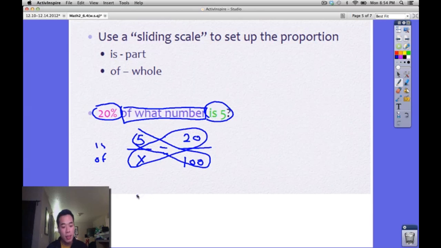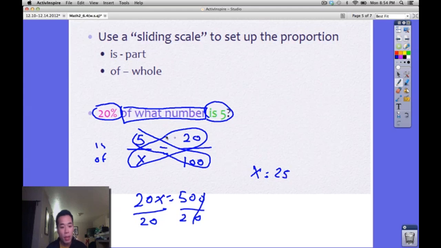I get 20 times x is 20x is equal to 5 times 100 is 500. Divide both sides by 20. This 0 cancels out. 50 divided by 2 is 25. So x is equal to 25. If you go back in your statement, you're going to say that of is 25. So what does that mean? It means that 20% of 25 is equal to 5.